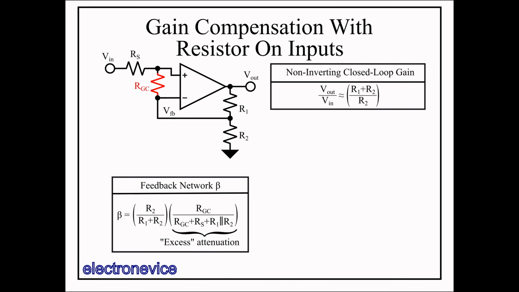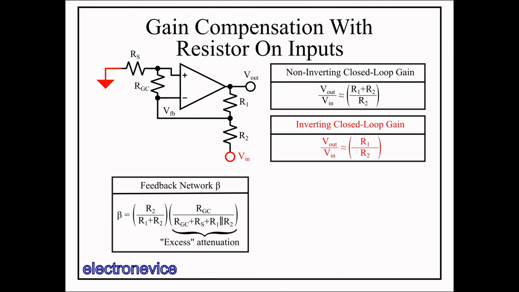We know that the loop gain is already attenuated by the factor R2 over R1 plus R2, so this equation shows the non-compensated attenuation factor multiplied by the excess attenuation factor due to this RGC resistor. In order for loop gain to be precisely attenuated, Rs must be well known or much smaller than RGC plus the parallel combination of R1 and R2, so this method can be difficult to use if the input resistance is widely varying. Fortunately, this method also works with the inverting configuration, where Rs is usually more easily controlled.